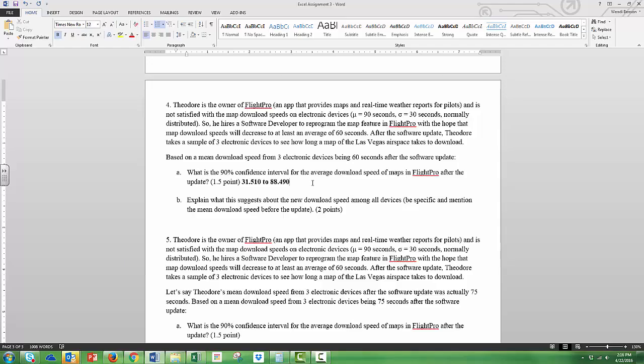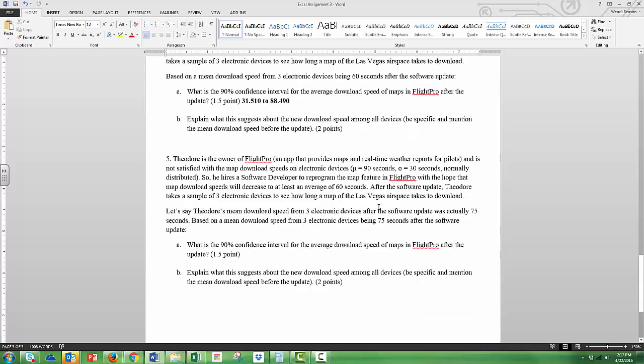So based on this sample from 3 devices being 60 seconds, do you think that in the population the download speed has decreased from the original download speed? And if so, how much do you think it's decreased by? One way to think about it is that 90 captured here? Well, if not, we can be 90% confident that the true download speed in the population actually has decreased from 90. It may or may not be at 60, but at least we know it's decreased from 90.